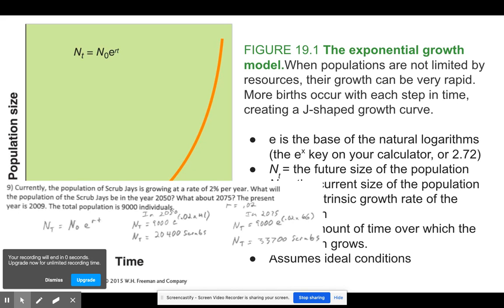Assuming the same growth rate by 2075, plugging in the same equation, you could see that there would be 33,700 scrub jays. So we've looked at a bunch of different ways to do calculations with population numbers, and hopefully you find this helpful.